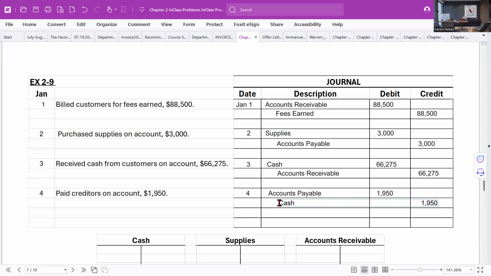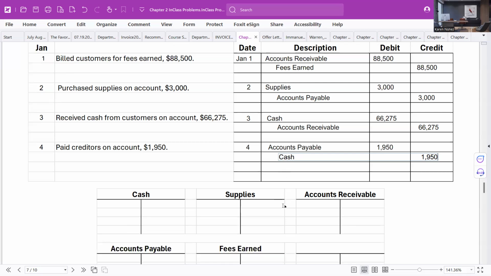Okay, those are all the transactions. So I've recorded the 4 transactions in the journal, as you see there. And now what we also have to do is post these transactions to the appropriate accounts. So I've already set up the T accounts, right? Cash, supplies, accounts receivable, accounts payable, fees earned.